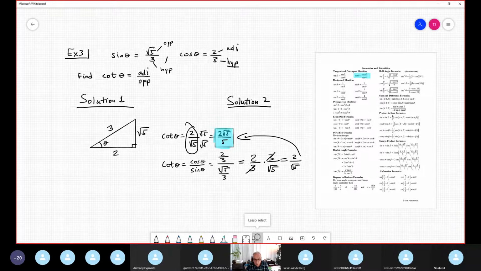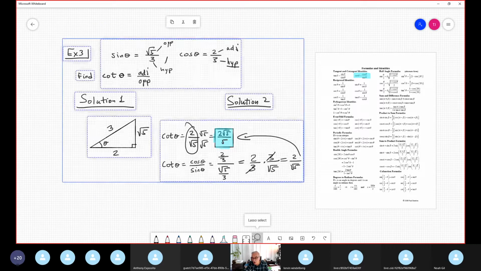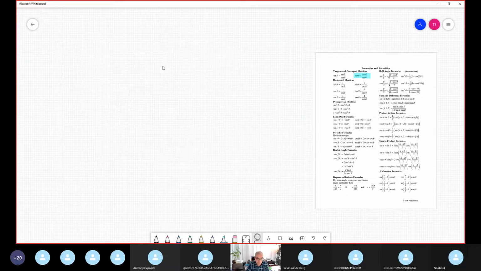Excellent. Okay, let's do one more example. And let's do it in both ways, using the triangle and using the identity. The identity is waiting for us on this piece of paper, and we use it anytime you need. Okay. Example 2.